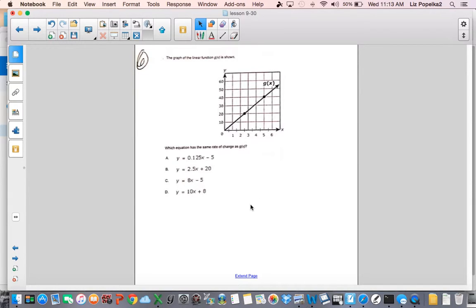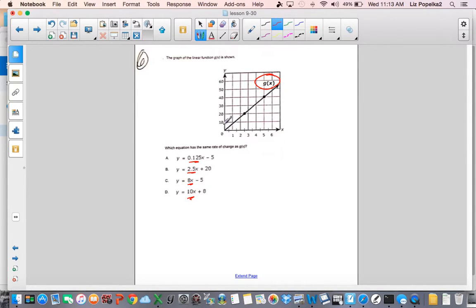Number 6, it says which equation has the same rate of change as this line right here as function. Don't worry, I'm going to explain to you a little bit later in the semester what this g of x notation means. Remember that the rate of change in an equation is this number, this coefficient, in front of the variable. So these numbers right here tell you the rate of change for each of these equations. So we need to see which one of these equations has the same rate of change as this graph.